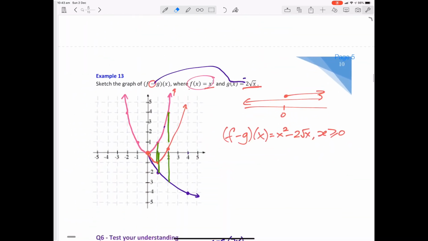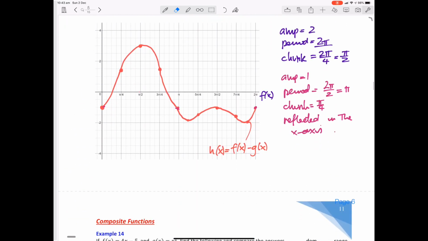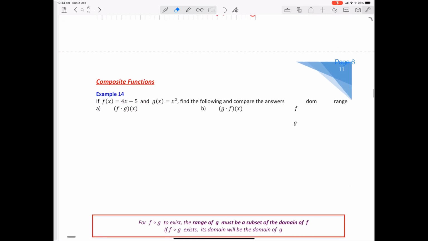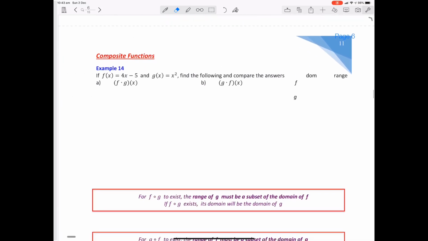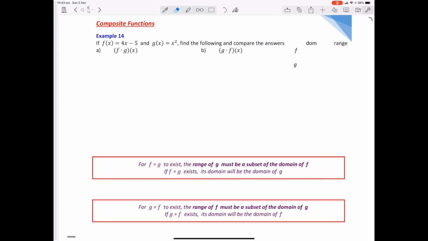Okay, I'll be back soon with composite functions. Composite functions is probably one of the hardest things in the course. I enjoy it, but most kids don't, because this is why I said you need a really strong understanding of domains and ranges. So I'll be back soon, and we'll see how you go.